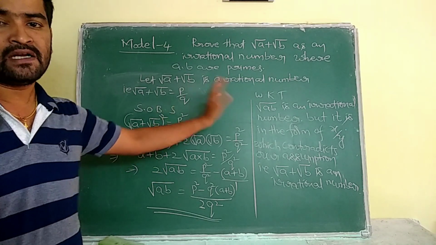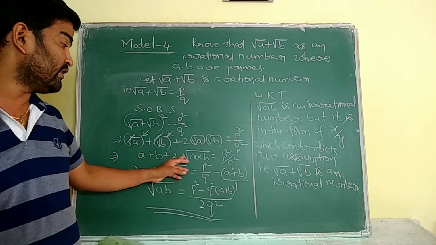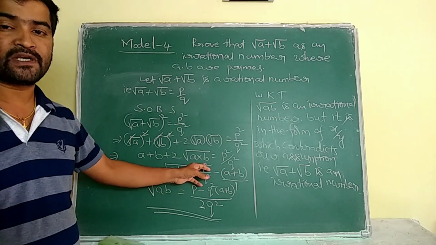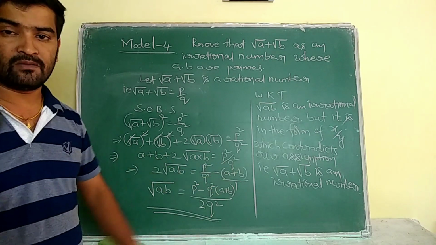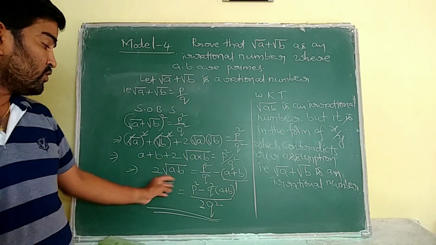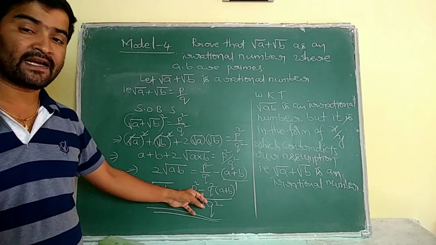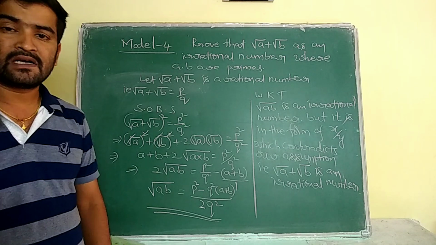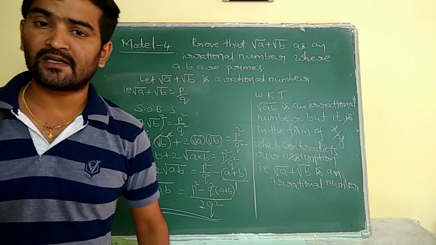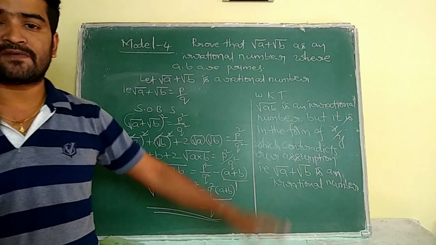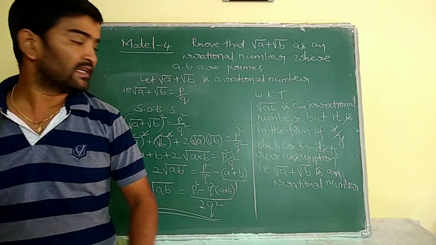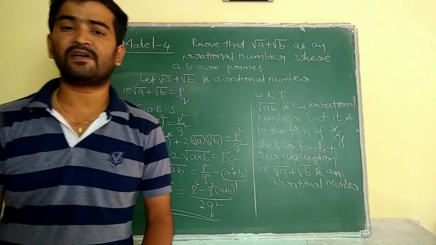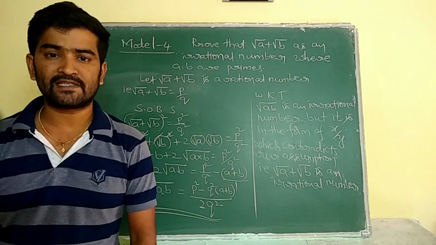This 12 is transferred to the other side. Then 2 into root 35, that is 5 times 7, is equal to p square by q square minus 12. So root 35 is equal to (p square minus 12 q square) by 2 q square. We know that root 35 is an irrational number, but it is expressed in the form of some x by y, which contradicts our assumption. So root 5 plus root 7 is an irrational number. Likewise we are going to prove. I hope you understand this.